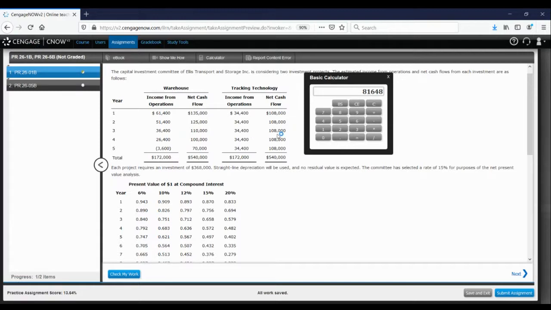I'm going to go to year three. It just so happens year three is 108,000 again. So I'm going to take 108,000 but I've got to multiply that by the table value amount for year 3, which would be 0.658. And that will give me the present value in year 3 of $71,064.